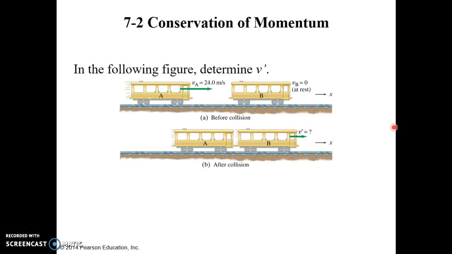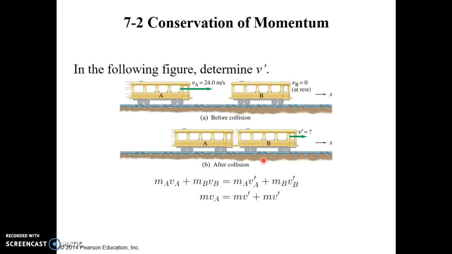So the goal for this is to know what is v prime. Well, we take our conservation of momentum equation, which is that the momentum of A plus the momentum of B before the collision is going to equal momentum of A plus momentum of B after the collision. And we're using the prime to indicate the velocity after the collision.